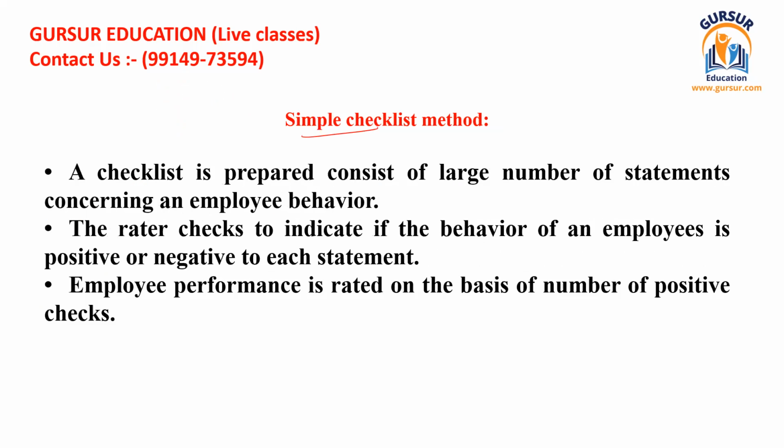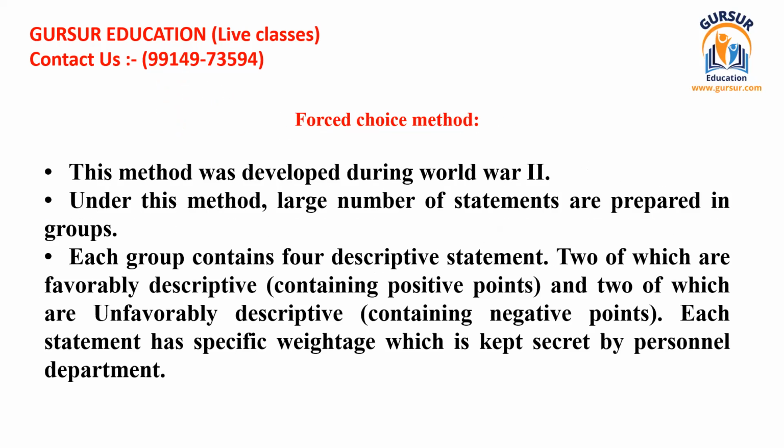So I think 5 points we have understood. Now the next one is regarding the forced choice method. So what is this method? It was popular during World War II. Under this, a large number of statements are prepared, and these are prepared in groups. For suppose there are 10 statements, these shall be prepared in 2 groups, like 5 in one group, 5 in the second group.